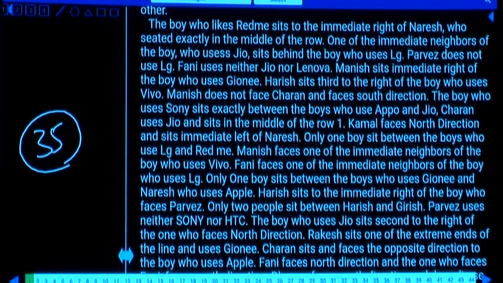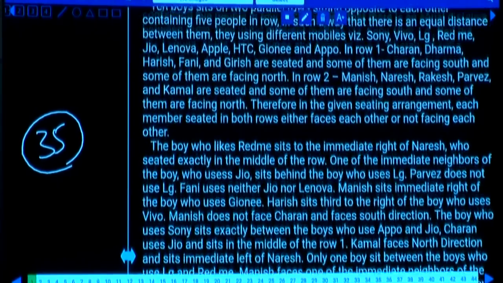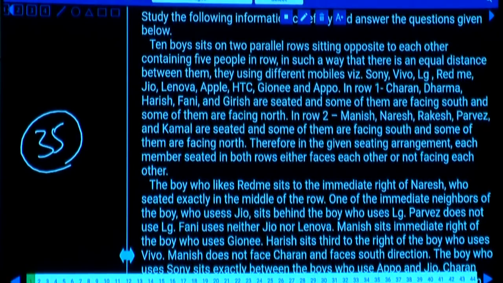10 boys sit in 2 parallel rows opposite to each other, containing 5 people in a row, in such a way that there is an equal distance between them, and they use different mobiles. 10 different mobiles are clearly given, and they are seated in some of them in row 1.